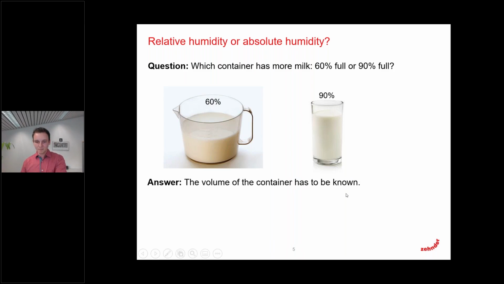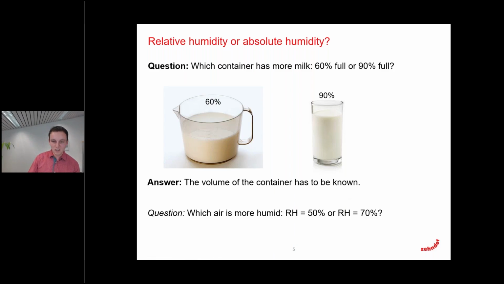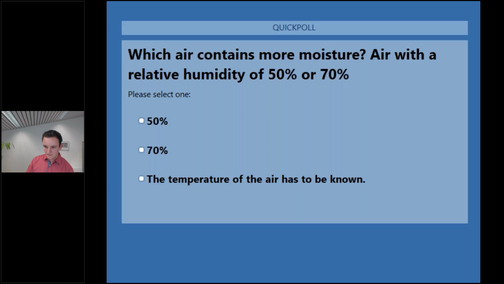Let's have another try. Now I'm asking you which air is more humid, or which air contains more moisture: air with a relative humidity of 50% or air with a relative humidity of 70%. And now I swear this is not a trick question, so everybody can take an answer.